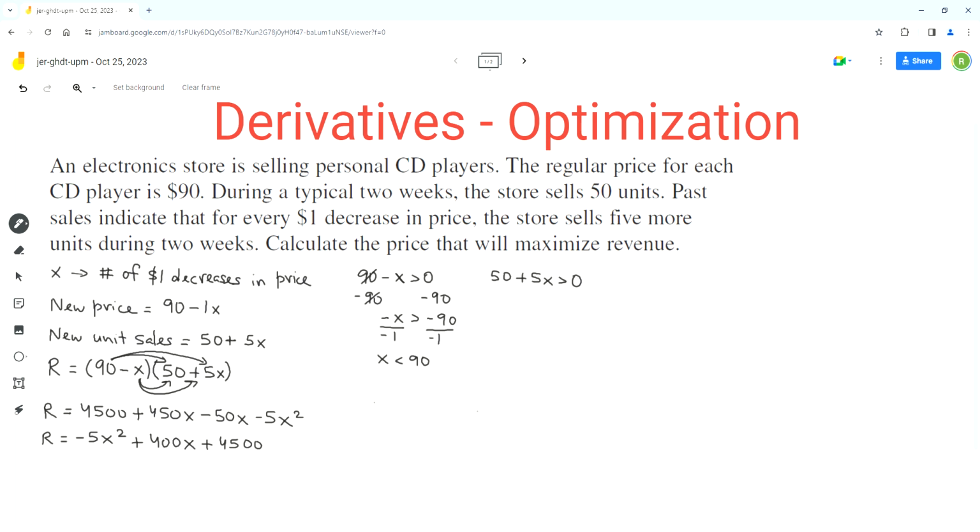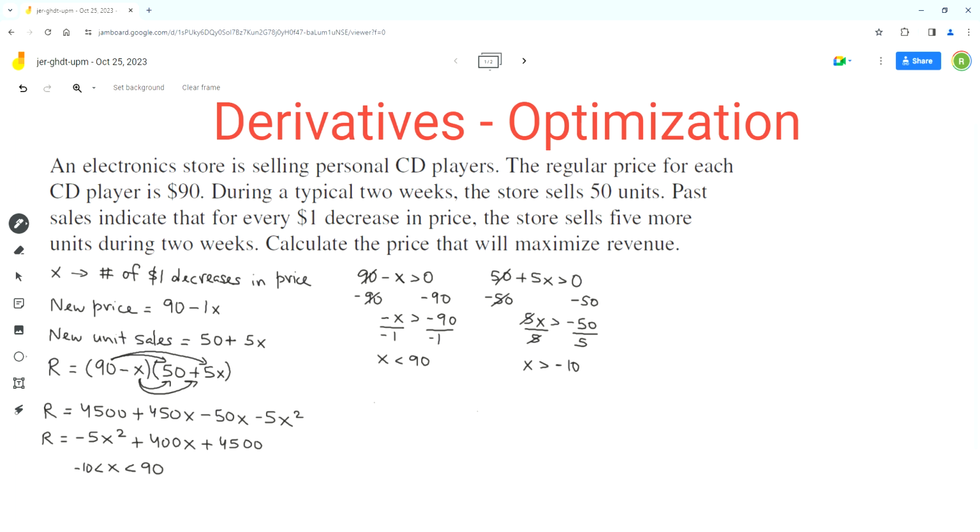So now we can again solve for x. We can subtract 50 from both sides. The 50's on the left side cancel each other out. So we get 5x is greater than negative 50. And now we can divide both sides by 5. The 5's on the left side cancel each other out, and we get x is greater than negative 10. So that means the domain for this function is that x should be greater than negative 10 and less than 90.